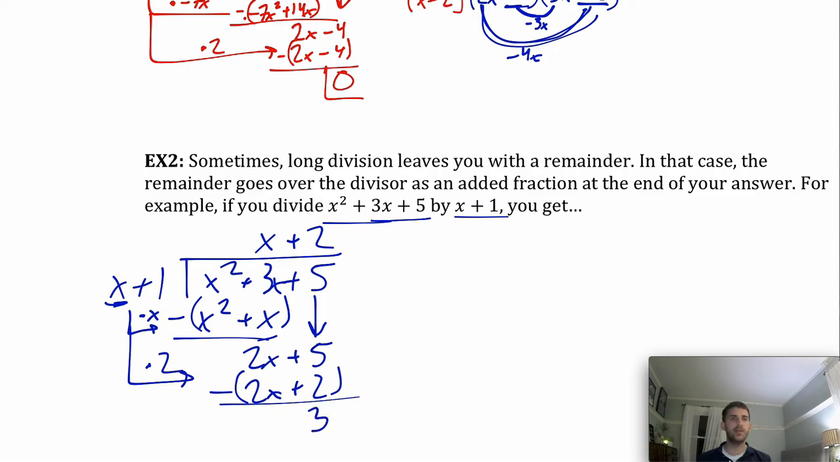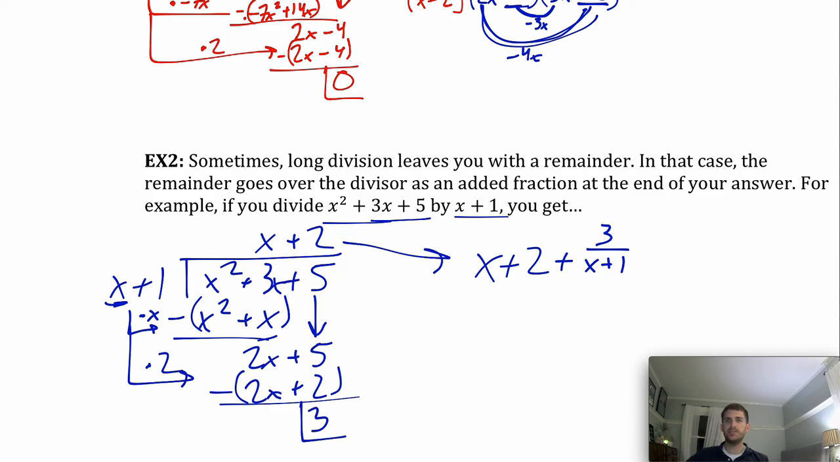Now we ask ourselves, x times what gives us 3? And we're kind of stuck. So that is our remainder. So what we're going to do is take this x plus 2, then say plus 3 divided by that divisor of x plus 1.